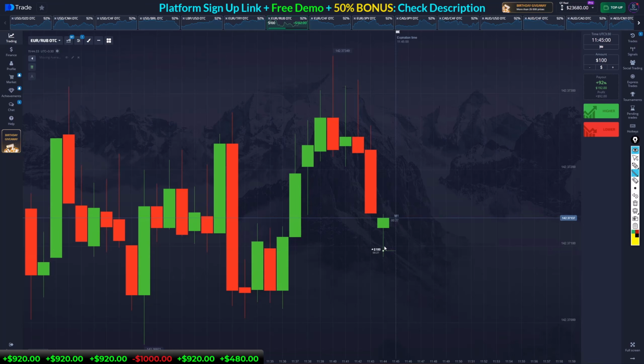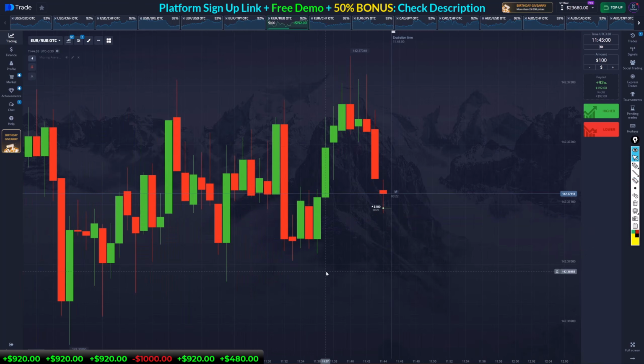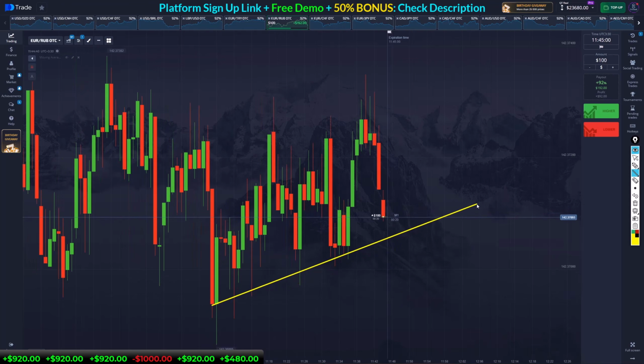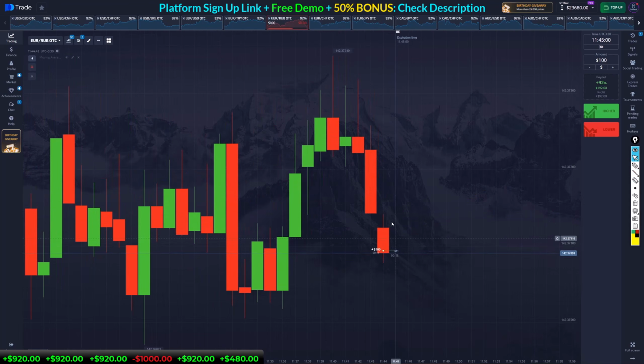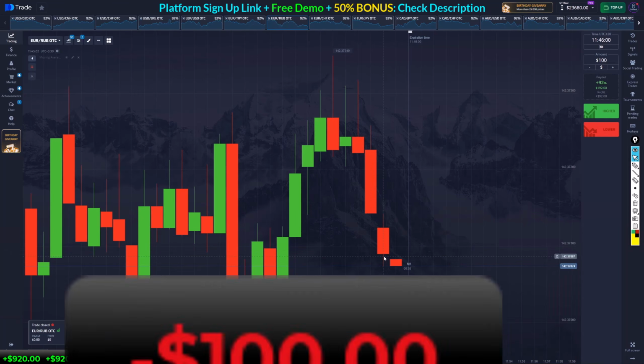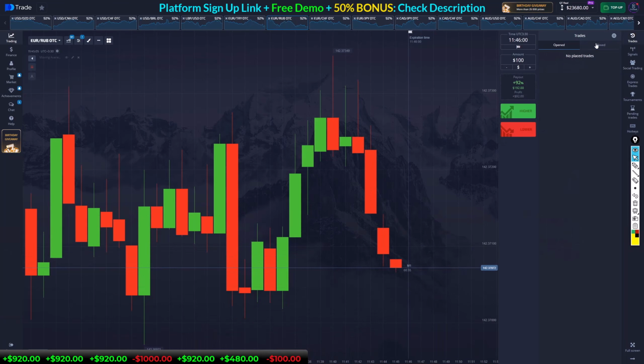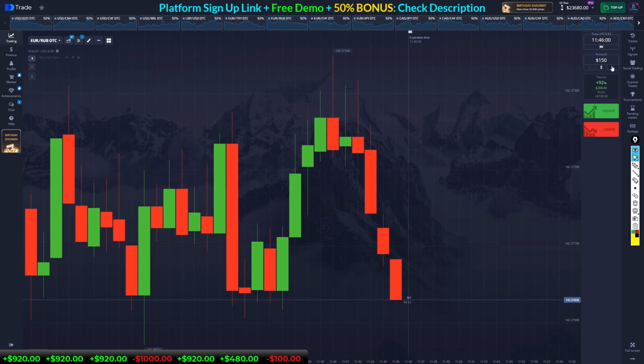Look at the entry. The entry is below this round number. Let's see if I can combine this with other stuff. This is the trend line. No, it's not touching the trend line. There's not really other reasons to take this one. That's why I go with 100. The gap itself is not a proper setup to take the trade. It's a positive or negative confirmation for us. Okay. It was a losing trade, clearly.